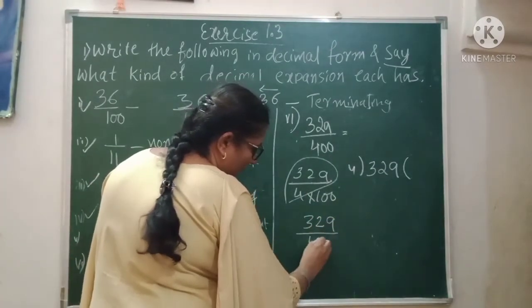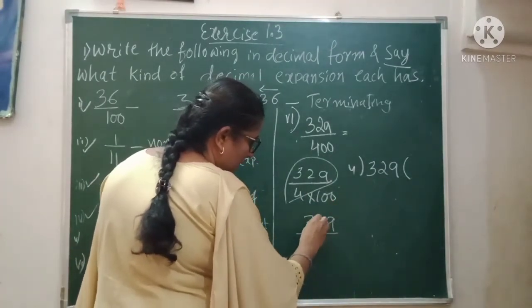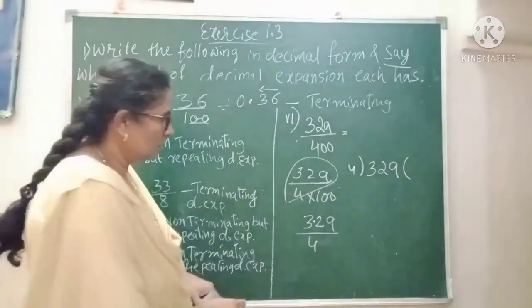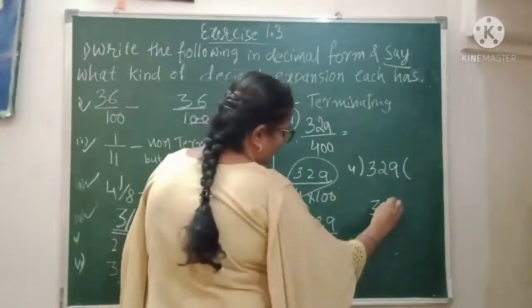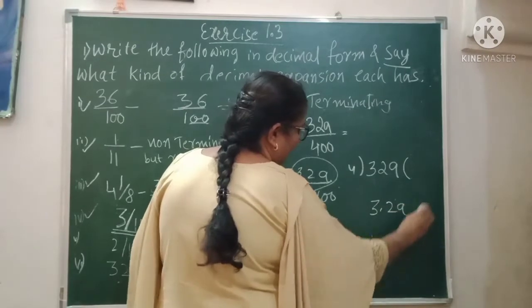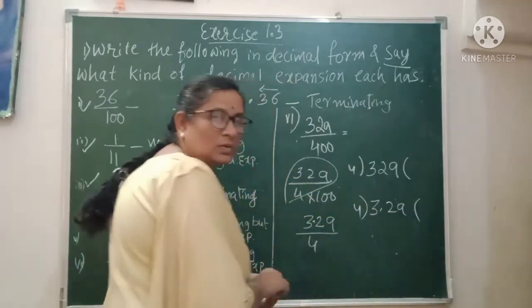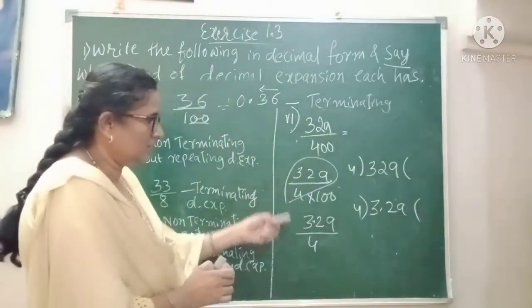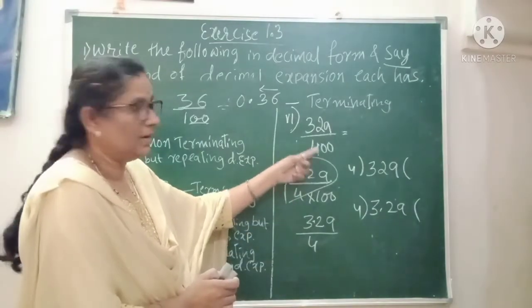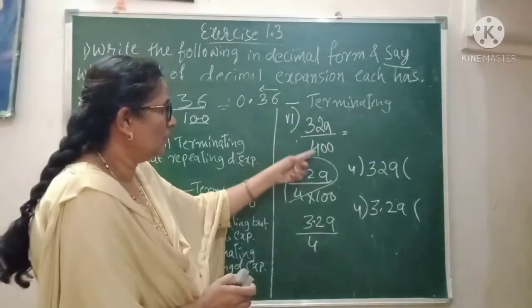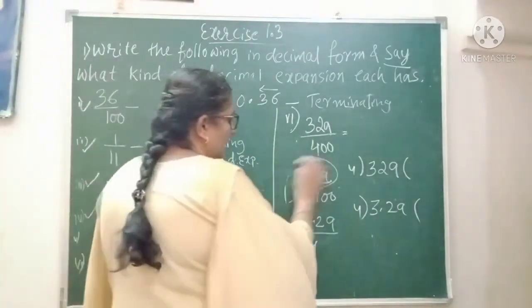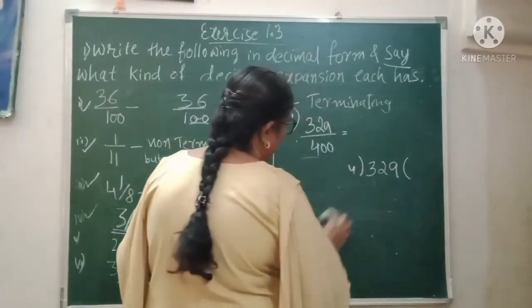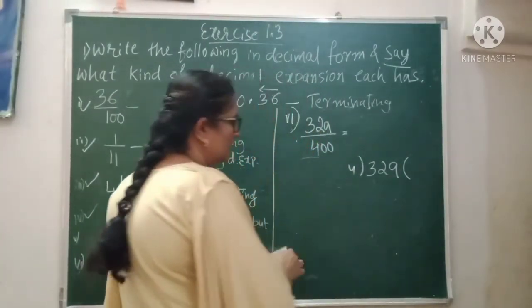Or you can do 329 divided by 4. After 2 digits, this means here 3.29 is also understood. That is 3.29 divided by 4. You can do it this way also. These are the two easy ways to avoid the division of this one by 400. If you want, that one also I will show you.